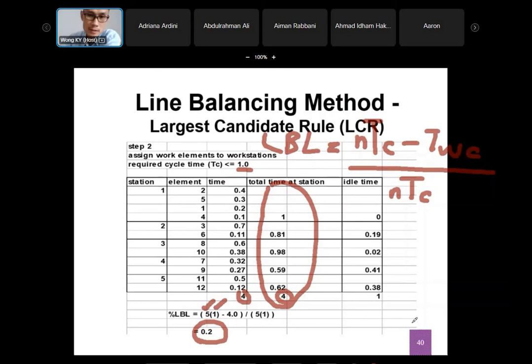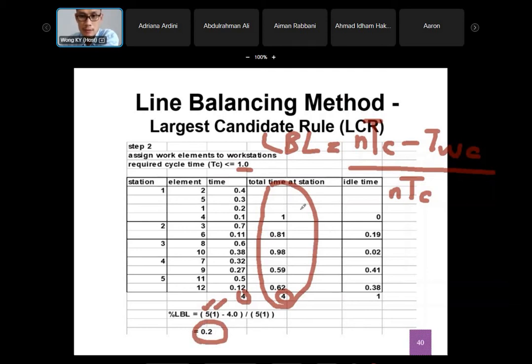0.2. Okay, so it means now this entire assembly line has about 20% loss. So the line balancing loss is 0.2, so about 20%. The smaller the value, the better. The larger the value, the worse.